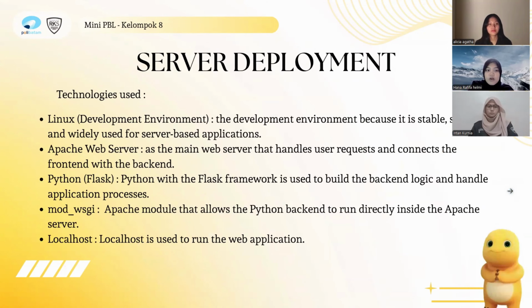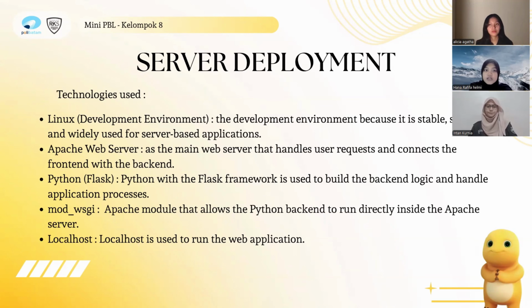In server development, we use Linux as the development environment because it's stable, secure, and readily available. Apache Web Server is used as the main web server to connect the front end with the back end. The back end of our application is built using Python with the Flask framework. We also use mod_wsgi, which allows the Python application to run directly inside the Apache server. Finally, the application is using localhost.